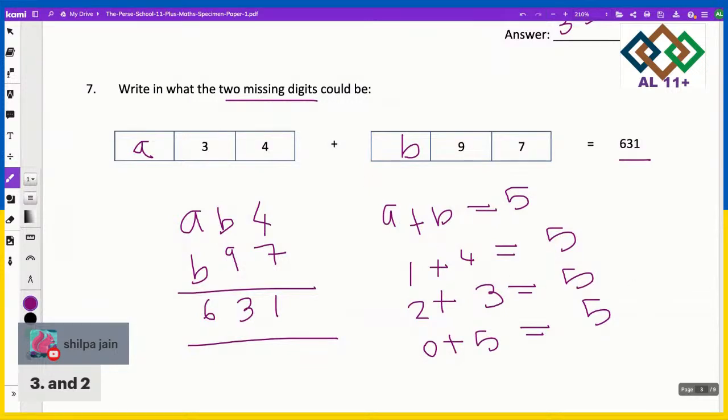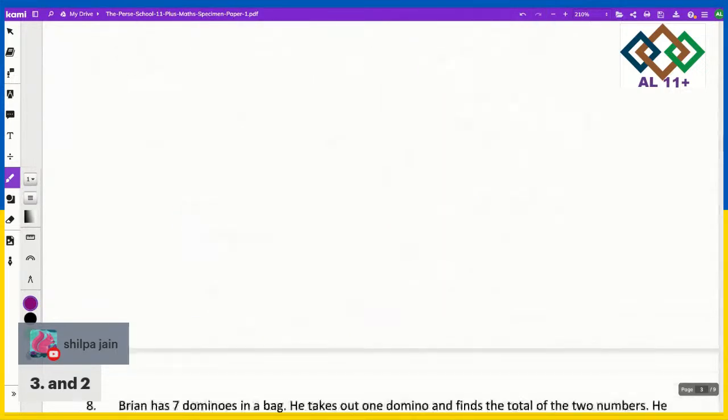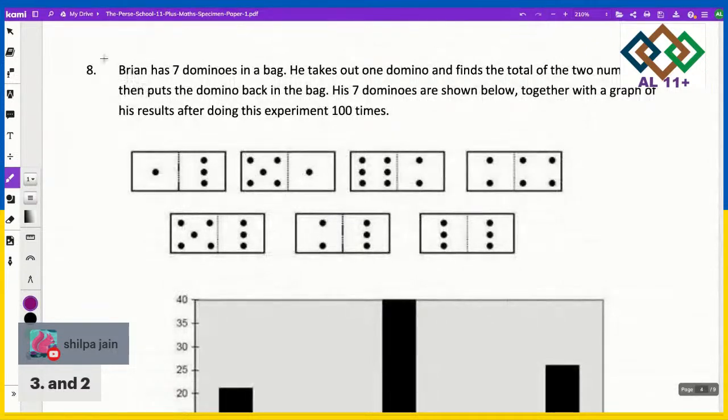So let's move on to the next one now. Next one is they're telling you that Bin has seven dominoes in the bag. She takes out one domino and finds the total of the two numbers. He then puts the domino back in the bag. His seven dominoes are shown below, together with a graph of his results after doing this experiment 100 times.